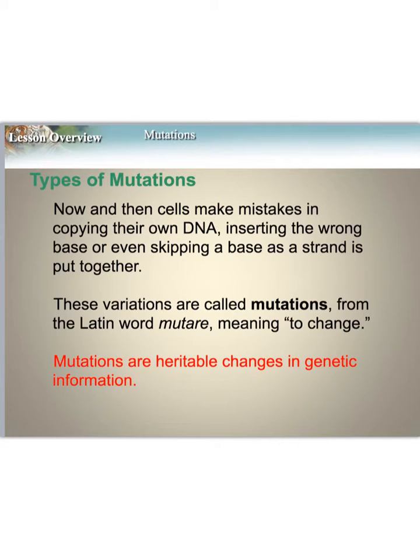Types of mutations. Now and then cells make mistakes in copying their own DNA, inserting the wrong base or even skipping a base as a strand is put together. These variations are called mutations from the Latin word mutare, meaning to change. Mutations are heritable changes in genetic information.